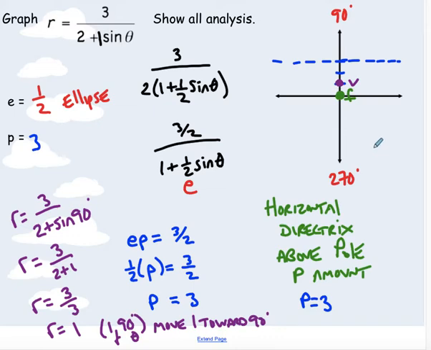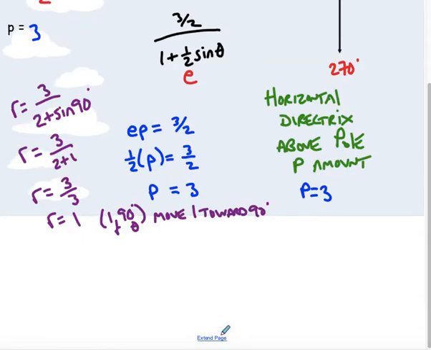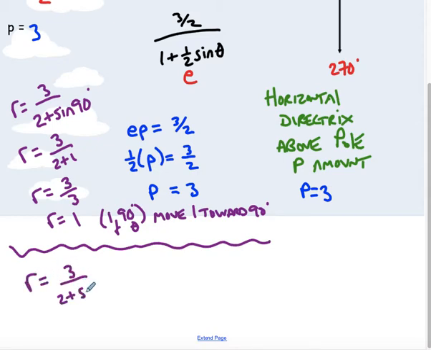So now I need to figure out what vertex would be down here facing 270. So I'm going to plug a 270 in. So 3 over 2 plus sine of 270 degrees. Okay, what is sine of 270 degrees?